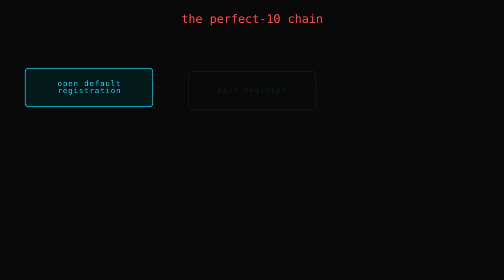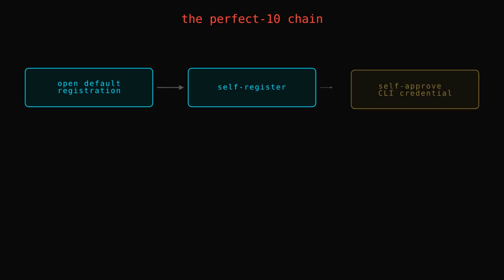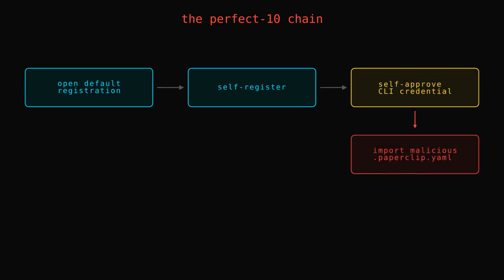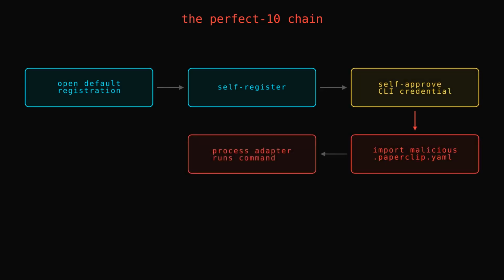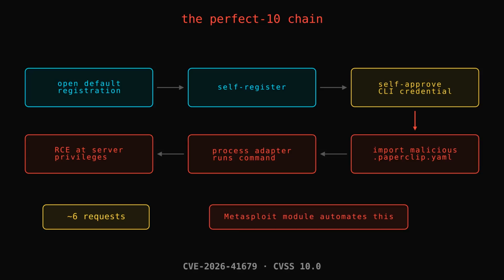Here's the Perfect-10 chain. On a Paperclip deployment that's reachable over the network and left on its default registration setting, an attacker just signs up. Then they use an unauthenticated route to approve their own command line credential. Then they import a crafted config bundle that defines a new company, an agent that uses the process adapter, and the command to run. That command executes at the server's privilege level. It's about 6 requests start to finish, and that matters because Rapid7 already published a Metasploit module that automates the whole thing. Point, click, shell.